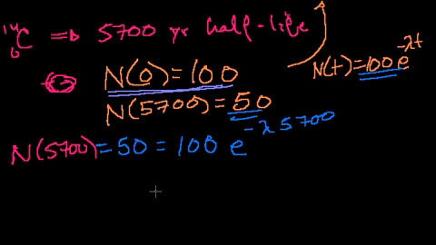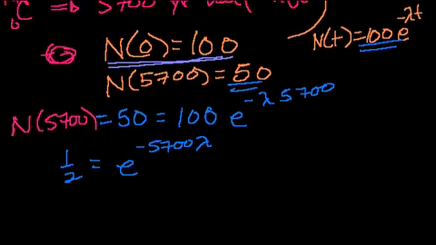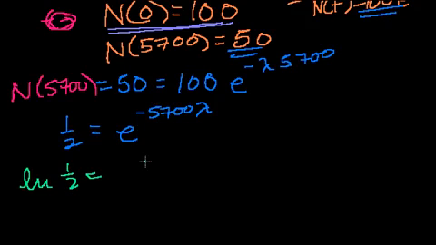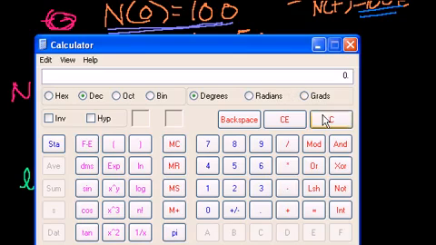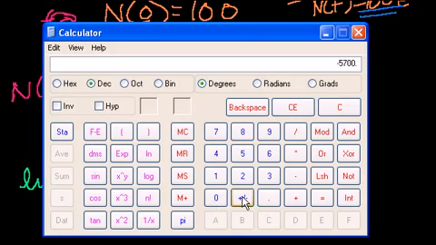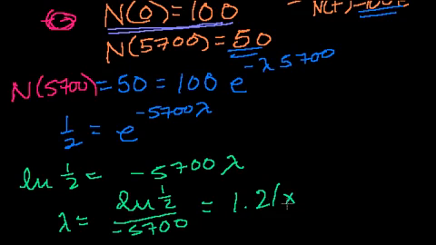So if you divide both sides of this by 100, what do we get? We get 0.5. 1 half is equal to e to the minus 5,700 lambda. And we can take the natural log of both sides. So the natural log of 1 half is equal to, the natural log of this is just minus 5,700 lambda. To solve for lambda, you get lambda is equal to the natural log of 1 half over minus 5,700. So let me see what that is. The natural log of 0.5 divided by minus 5,700 is equal to 1.21 times 10 to the minus 4.